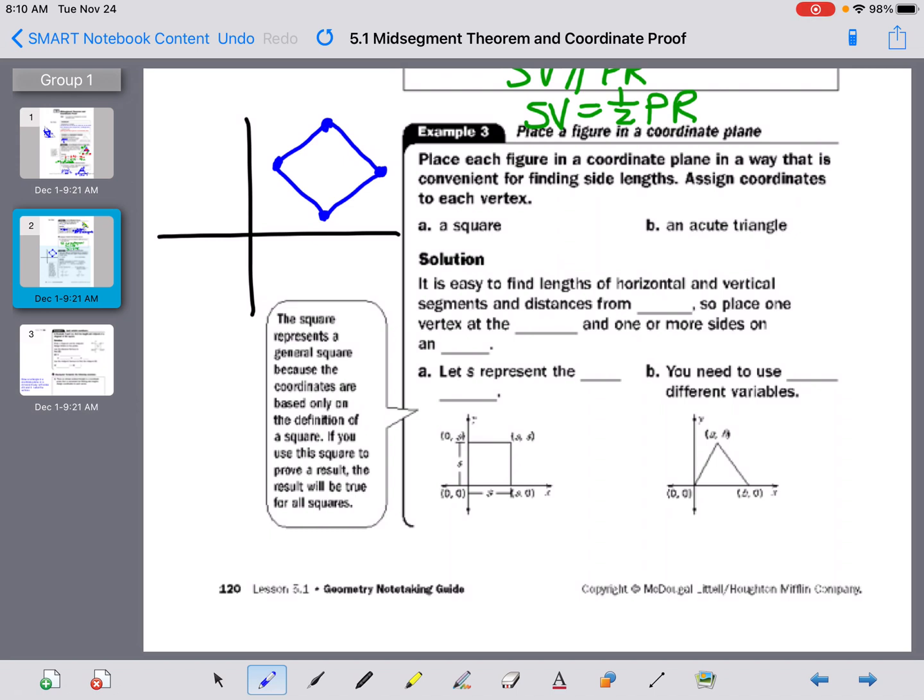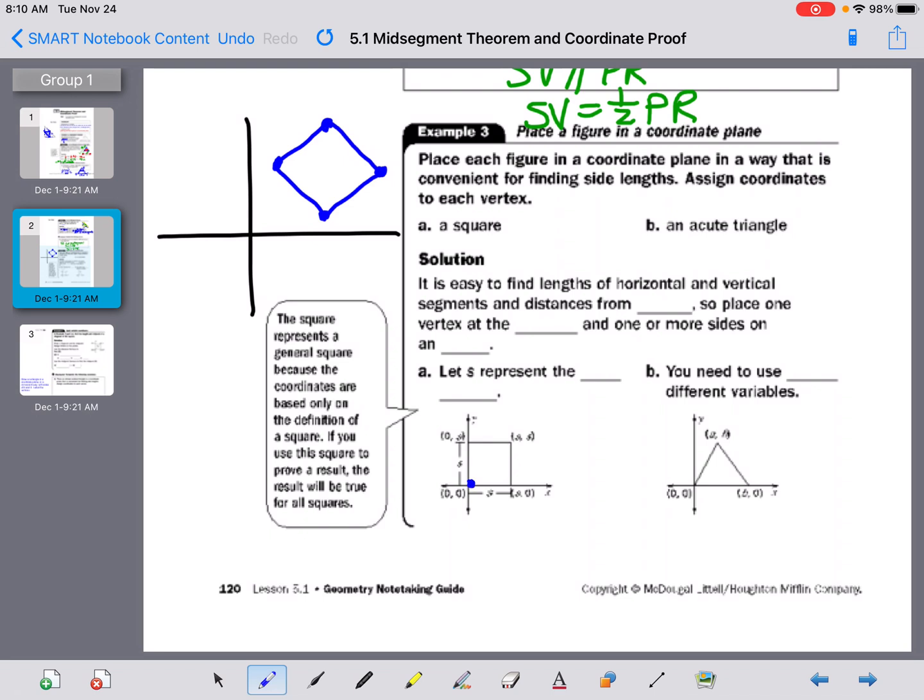I would use things like the axes, right? The x-axis, the y-axis. I would use things like 0, 0, so I had nice points. I would try to make it as much horizontal and vertical as possible so that I didn't have to use the distance formula, okay? So that's the idea they want you to know here: if they say you put it in the coordinate plane, put it in a good spot, okay?